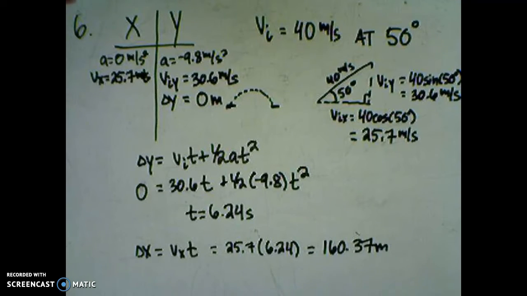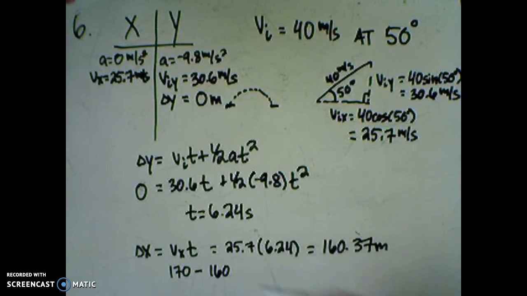Well, what the question actually asks me is how far from the hole did it land, knowing that the hole is 170 meters from the tee. So to figure out the difference, I'm going to do 170 meters minus where it actually landed to get 9.63 meters from the hole. So my final answer is 9.63 meters.